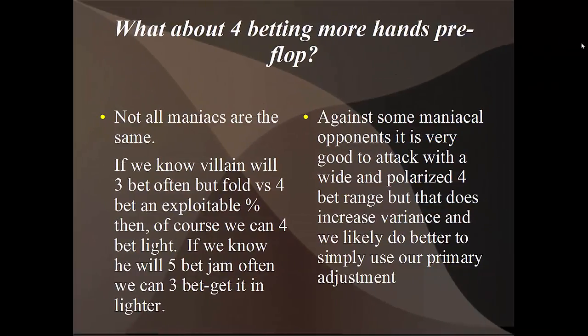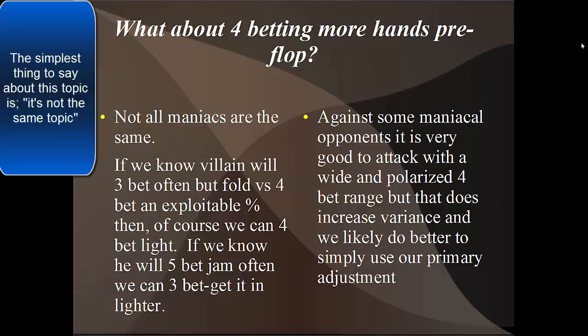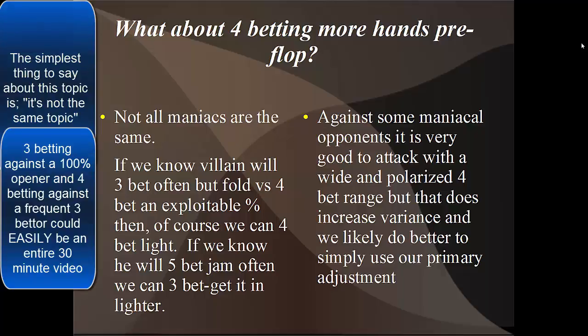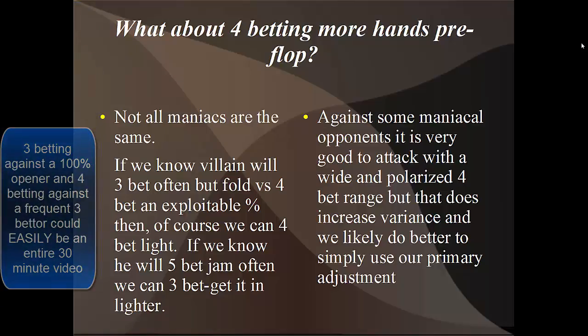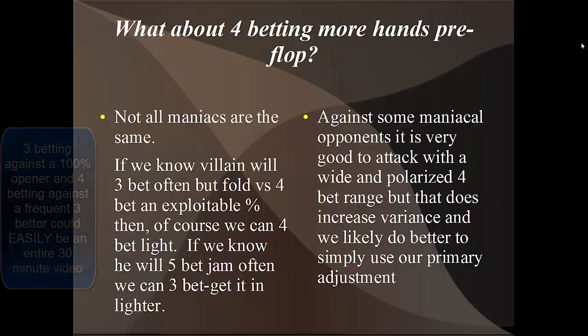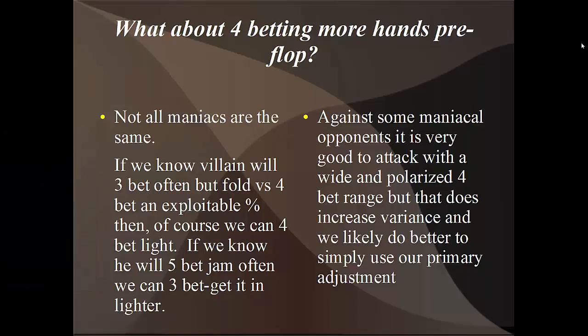Okay, so what about 4-betting? What adjustments should we make to our 4-bet game against an opponent who's 3-betting a lot? So if we're playing against a Maniac and it seems like every time we open raise he's 3-betting, like if he's 3-betting something like 40%, 50%, that's obviously way higher than what would be GTO. So what do we do about that with regards to our 4-betting ranges?